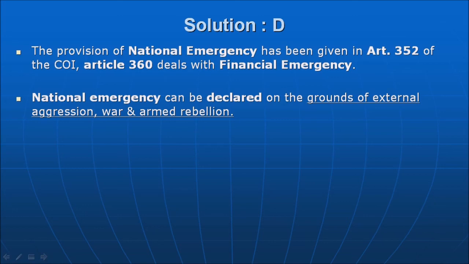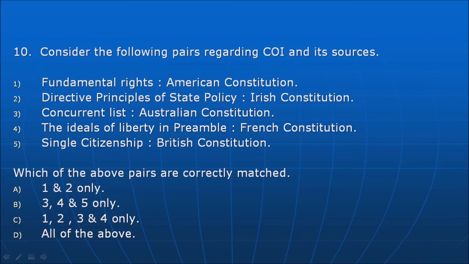Moving on, the 10th question, and it is the final question of the entire course. Consider the following pairs regarding the Constitution of India and its sources. I have discussed this in my previous video. Fundamental rights, American Constitution; Directive Principles of State Policy, Irish Constitution; Concurrent List, Australian Constitution; the ideals of liberty in the Preamble, French Constitution; single citizenship, British Constitution. So all these provisions are influenced by these particular constitutions. All of them are correctly matched. The right option is D.